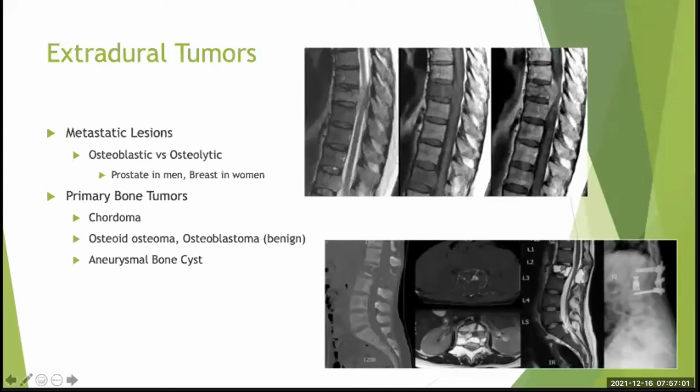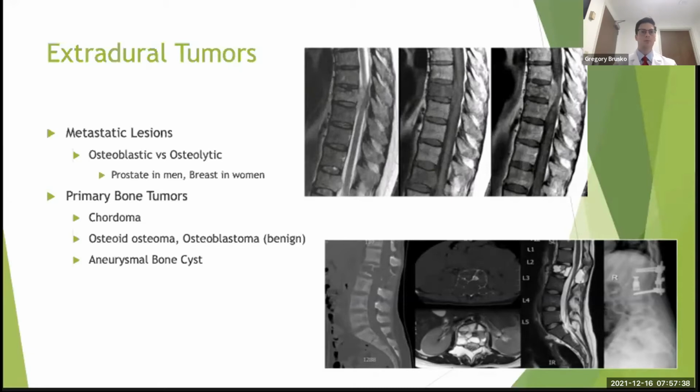So to start, extradural tumors, metastatic lesions are typically the most common. The focus of this talk. Most commonly lung, breast, prostate cancers metastasize to the spine. Multiple myeloma and blood disorders such as plasmacytoma are also very common. That can cause large compressive lesions and push us towards surgery if needed. One of the main considerations in differentiating some of these metastatic lesions is whether they're osteoblastic versus osteolytic. In men, prostate, and in women, breast tend to be the osteoblastic tumors, and the rest generally are osteolytic.